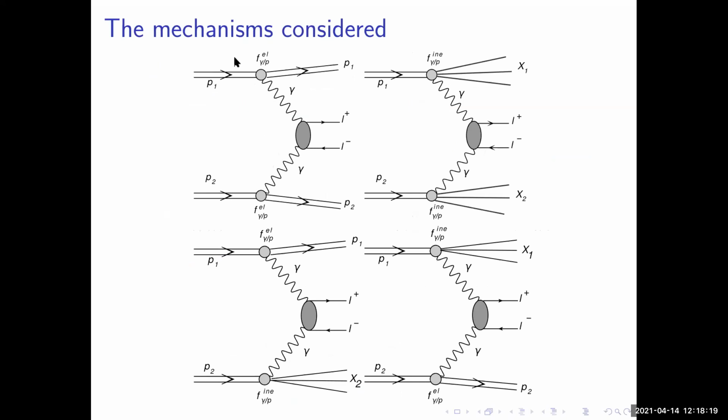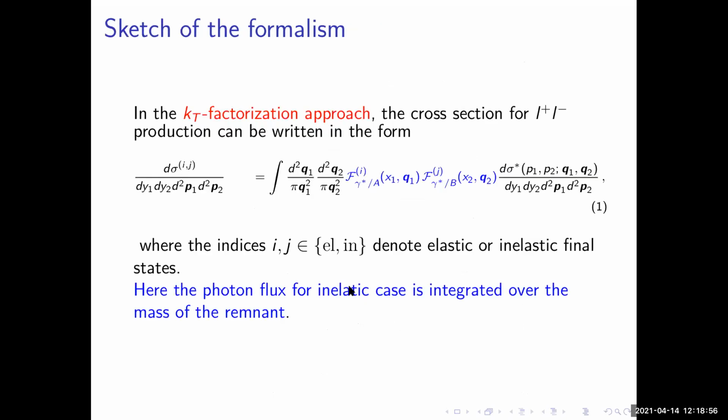I will be talking about four different mechanisms, or rather four categories of mechanism. One is fully elastic, with both protons in the ground state. There is also an inelastic component, where protons dissociate, and I will consider mostly cases with single proton dissociation. This corresponds exactly to the recent measurement of ATLAS. As I said, I will do the calculation in what can be called the kT-factorization approach for photons.